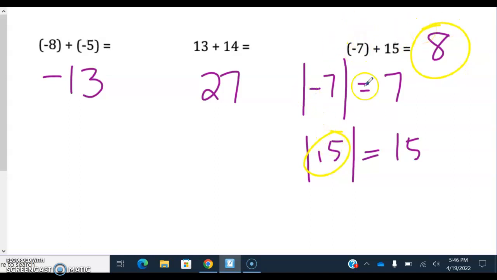And if you think about it, it's like if you owed somebody $7 and you paid them back 15, you're giving them $8 more than you needed to give them. Okay? Or if you woke up one morning, it was -7 degrees Celsius, and then it warmed up 15 degrees. Well, there you'd be at 8 degrees Celsius after it warmed up 15 degrees.